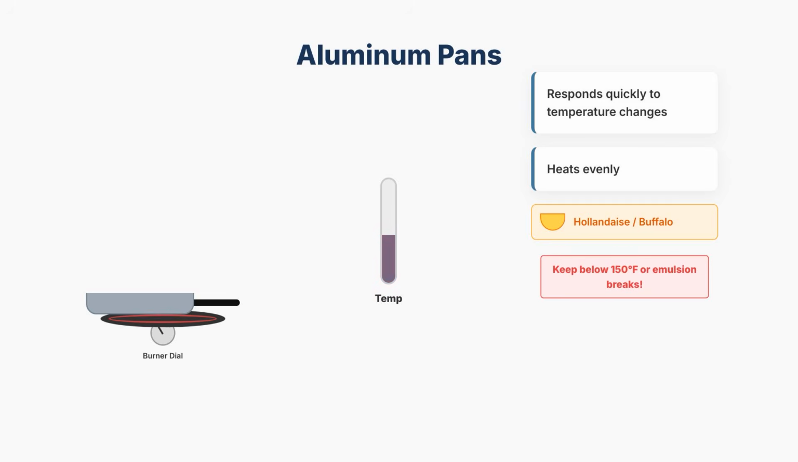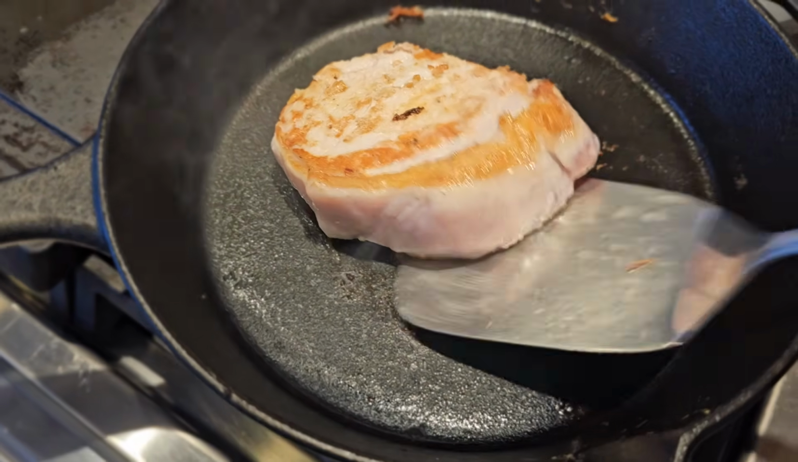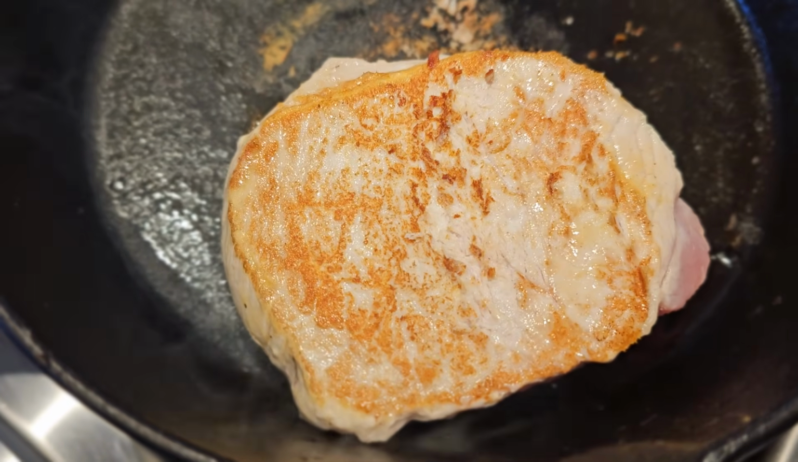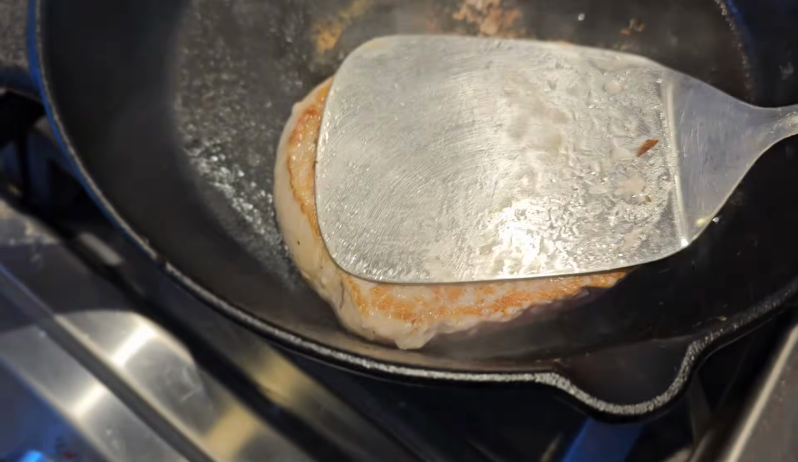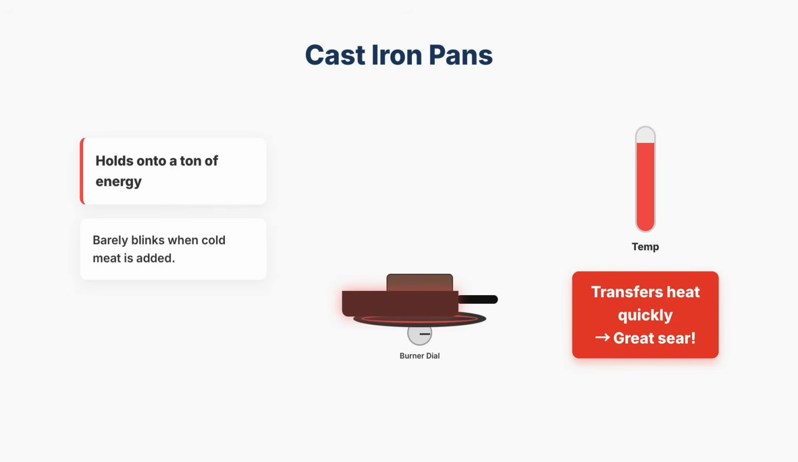On the other hand, you need to be really careful with aluminum pans because they can transfer the heat from the burner to the food so quickly that you can scorch it. So precise temperature control is much more important with aluminum pans. On the other hand, if I'm searing meat, I will always reach for my cast iron because once you preheat it, it holds onto a ton of energy and it barely blinks an eye when you put a cold piece of meat into the pan. So it's going to transfer heat really quickly. It won't drop in temperature that much, and that will result in a better sear.